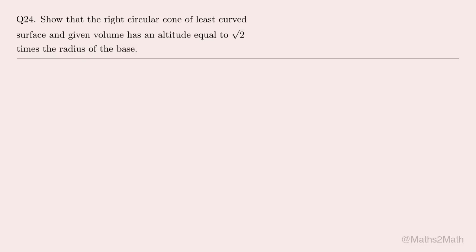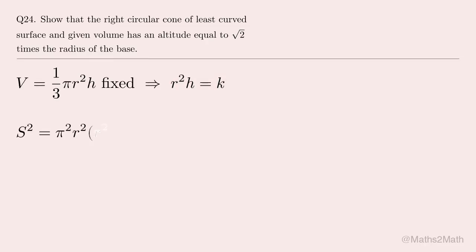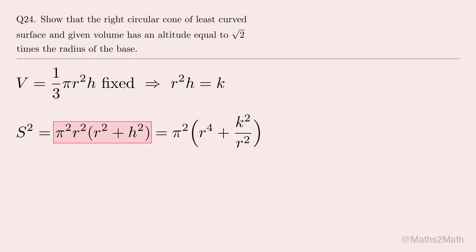Question 24. Fixed volume, least lateral surface, height root 2 times radius. Work with the squared surface to dodge the square root. The volume constraint fixes r squared h as a constant k. The curved surface squared is pi squared r squared times (r squared plus h squared). Substitute h equals k over r squared.